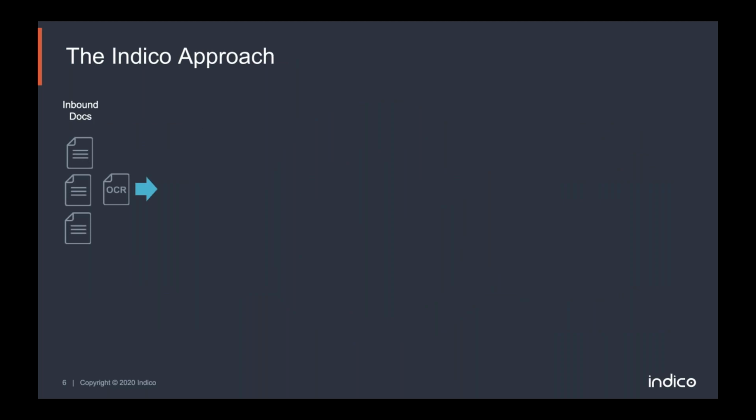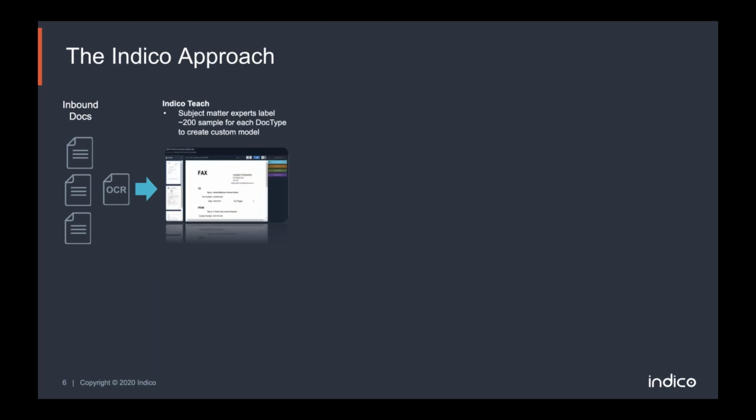From a deployment standpoint, this is framing for some of the enhancements you're going to see today. Very typically in a workflow that is deployed with Indico IPA, you have a series of inbound documents. These can be scanned or native documents. Typically, they're PDFs of some flavor. We have OCR built into the engine. You start by building these custom models with Indico Teach. Here's where you upload your 200 samples and label them.